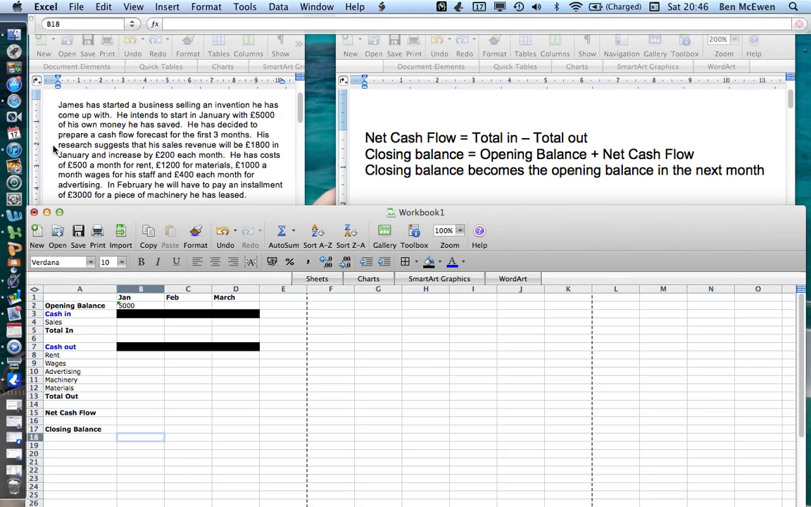His research suggests that his sales revenue will be £1,800 in January and then increase by £200 each month. So we can go ahead and put that in here. We've got £1,800 in January, it'll be £2,000 in Feb and £2,200 in March. Now, because we've only got one kind of cash in this example, the sales, we can go ahead and complete the totals for that as well.